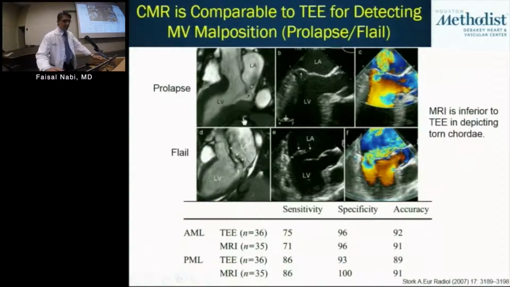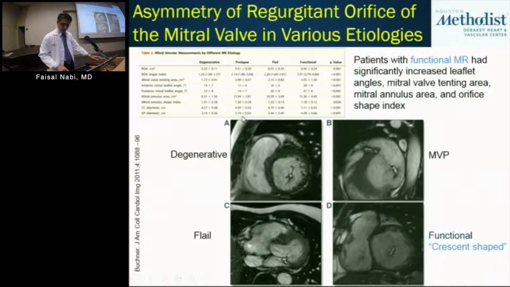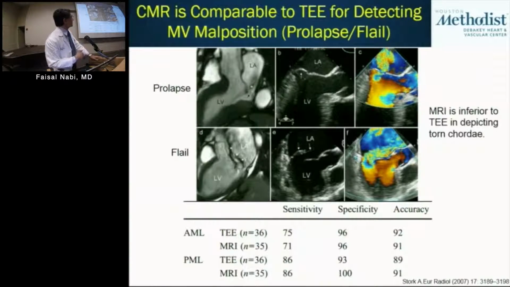When CMR has been compared to TEE, I think it has fairly good accuracy for detecting malapposition, or specifically situations of prolapse and flail. These are macroscopic events, so we have the temporal and spatial resolution to be able to see them. Where we have difficulty, and where we're inferior to TEE, is when it comes to depicting chordae. Those structures are very thin and highly mobile, and because our images are usually created over several heartbeats, we can completely not see the chordae.